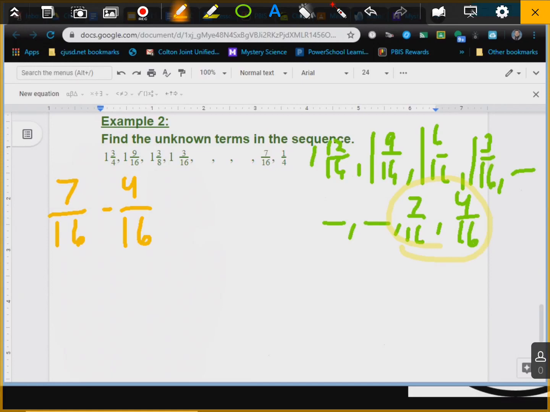Okay. Give me 1 second. I just want to double check, make sure I have everything right. Yes. Okay. 7 minus 4 is 3. This denominator stays the same. So I see that it's going down 3/16.